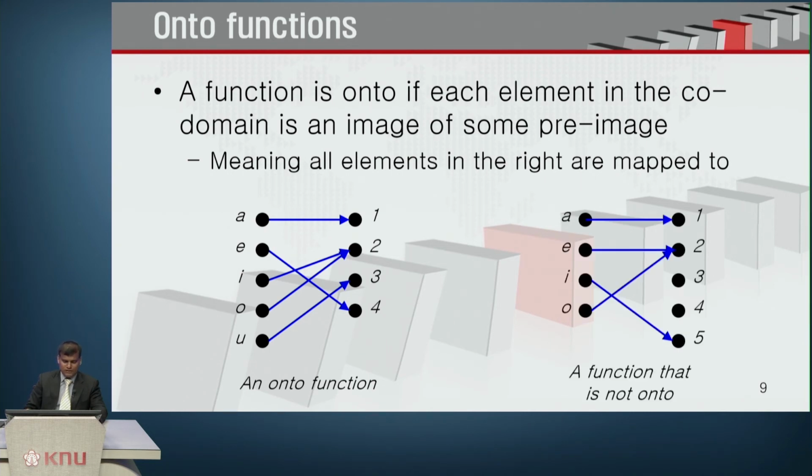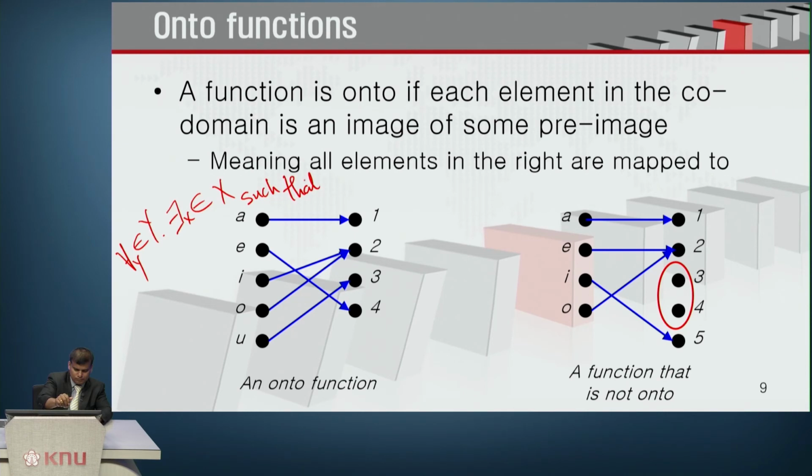Let's see further on this function. Did you notice why this is not an onto function? Yes, you are right. Elements 3 and 4 have no preimage, or in other words they are not mapped. That's the basic idea behind an onto function. We also define onto as: for all values of y an element of Y, there exists some element x in X such that f of x equals y. That is the statement for an onto function.